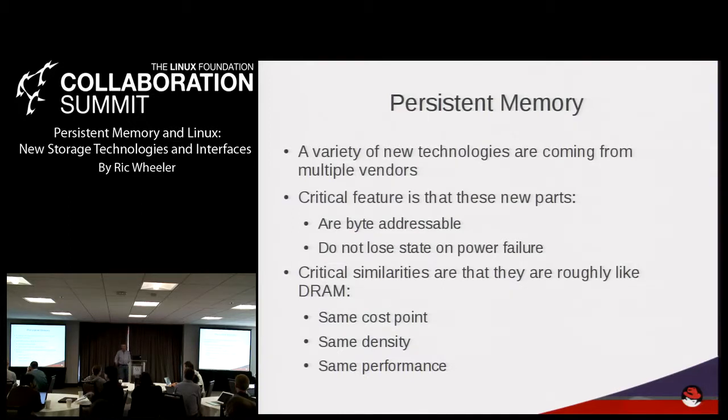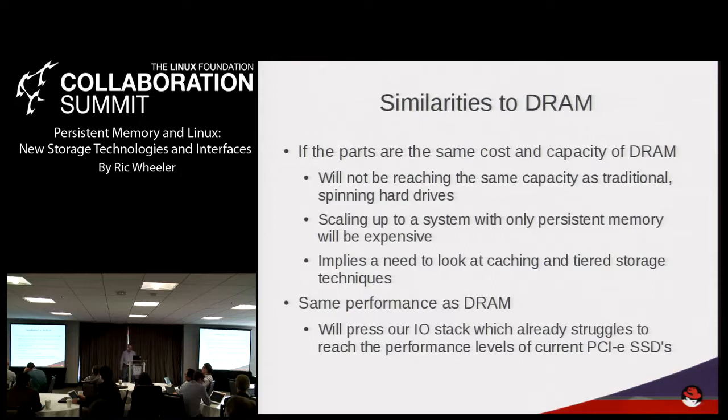The similarities are they're a lot like DRAM in some of these parts. Roughly the same cost as DRAM, roughly the same capacity, roughly the same performance. Now, what that means, roughly, is you're not going to have petabytes of this stuff in a single server, right? I think you'll probably still have tiers of storage. So we'll talk a little bit more about that. So again, same cost point, same capacity. And I think this means that we might have to start looking again at how you migrate data between tiers of storage on a single server. You'll probably have a variety of storage types in a box, I think.